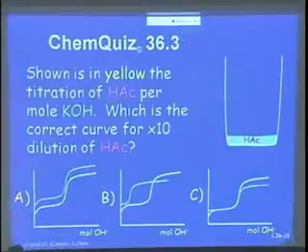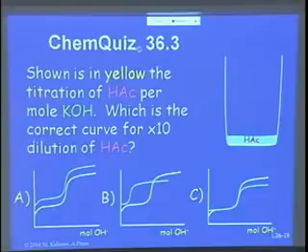Now we come to the kicker. We're dealing now, and this is a very difficult issue, with acetic acid, and this is a weak acid. And this is the line in yellow. This is our acetic acid titration with a strong base, and the base is potassium hydroxide, KOH, so it's OH minus, completely dissociated. And you get these curves.